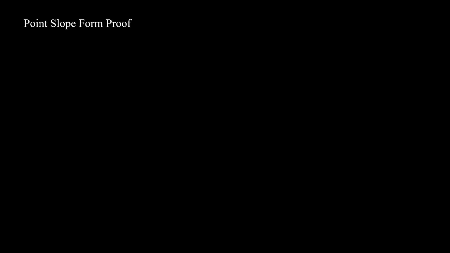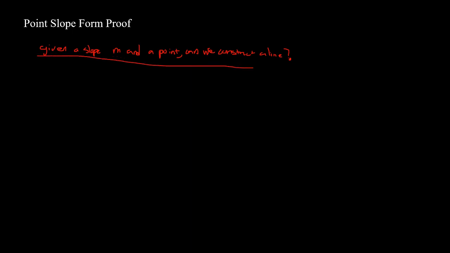Before we prove point slope form, we're going to have to first make sure that this would actually work. This question is pretty much what point slope form is trying to answer. If we are given a slope and a point, can we construct a line, or can we find the equation of a line? Well, let's think it through.